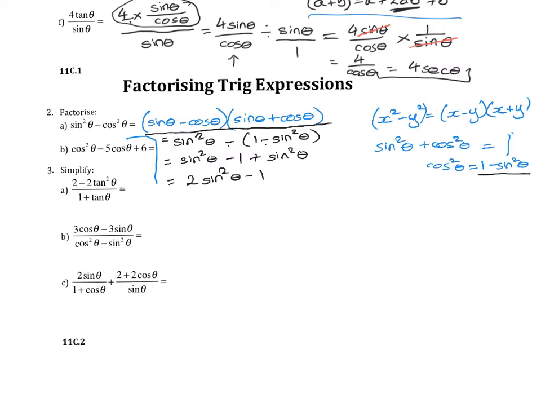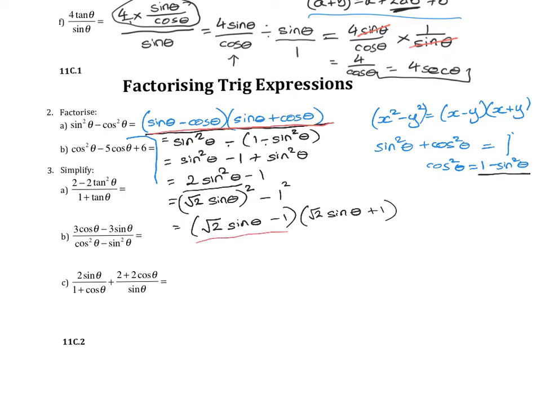Now the good news is I can still use difference of 2 squares. What's being squared to get 2 sine squared theta? Well, that would be root 2 sine theta. All of that is being squared. And then what's being squared to get 1? Just 1. So then when I factorize it, I get the first term minus the second term being squared, and then plus. So what I'm saying is, this is a correct answer. That's all we actually had to do.